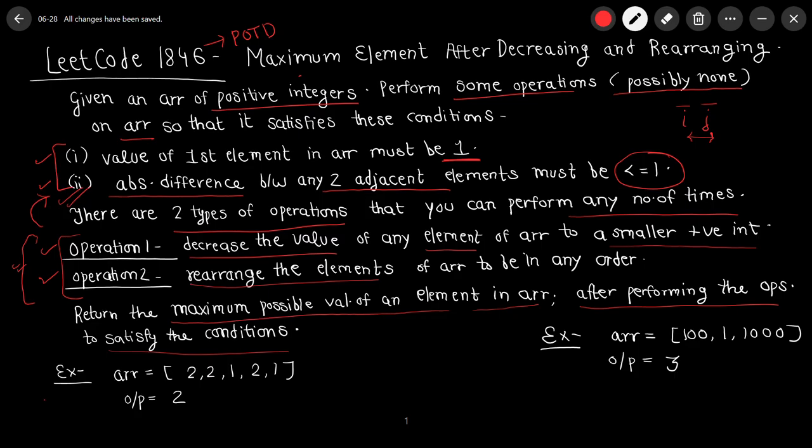I have also shown you two examples. Suppose we have arr as 2, 2, 1, 2, and 1. So suppose we perform the second operation, operation 2. Operation 2 says rearrange the elements of the array to be in any order. Suppose we rearranged it like 1, 2, 2, 2, 1. Now let's just compute the adjacent differences. Let me index it 0, 1, 2, 3, 4.